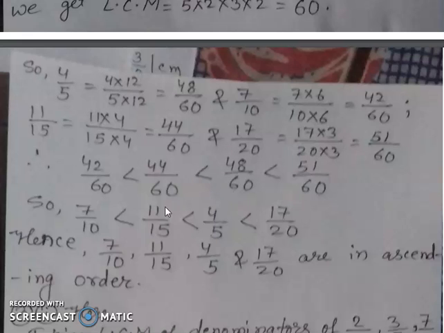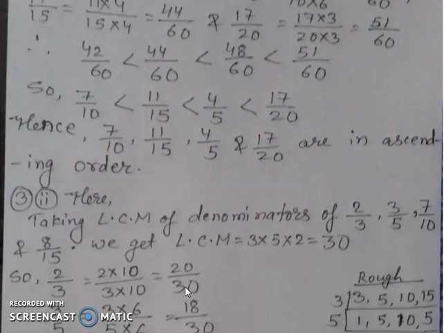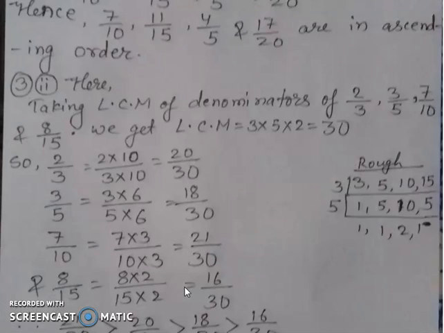So I wrote 7 by 10 is smaller than 11 by 15, is smaller than 4 by 5, is smaller than 17 by 20, because only the biggest one is 51 by 60. Hence 7 by 10, 11 by 15, 4 by 5 and 17 by 20 are in ascending order. In question number 3, it was just the opposite.